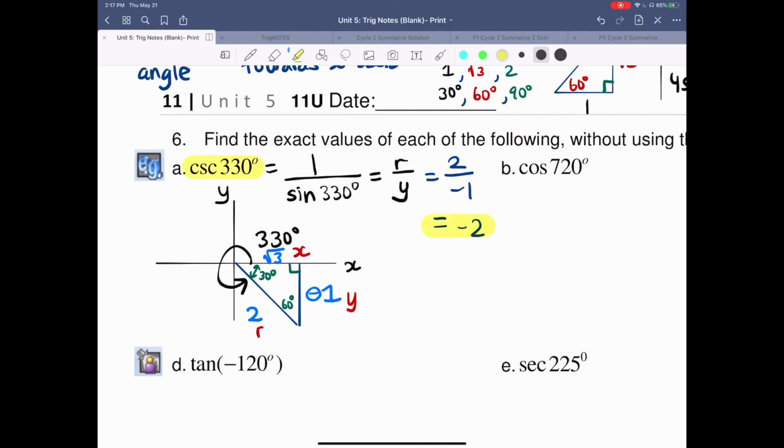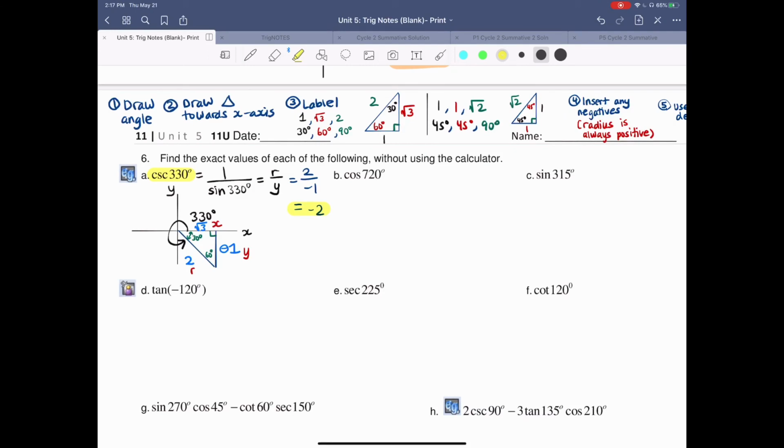And so for this particular one, if you did 1 divided by sine 330 right on the calculator, you would have gotten this exact version. But we're practicing how to do it by hand, so you know how to do it when it is not exact and it cannot be calculated using a calculator.